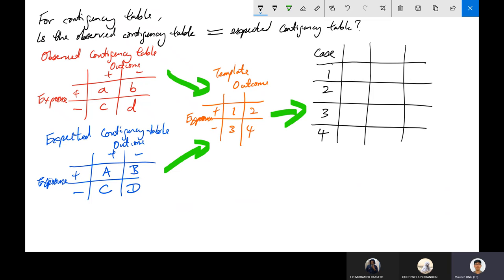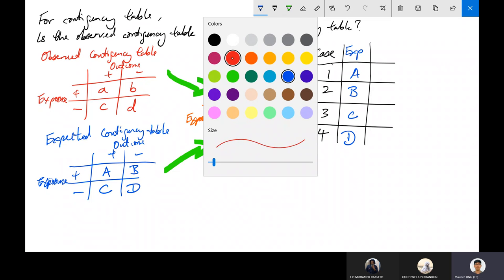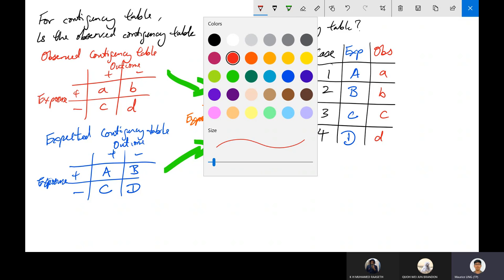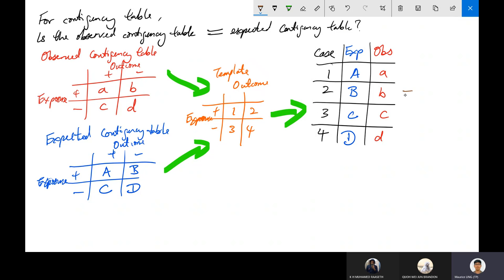Okay. Just erase this, don't need. Okay. Then here will be your expected. So expected, this is A, B, C, and D. Your observed, this is A, B, C, and D. Just map the numbers accordingly. And from there, you can calculate your chi square. So from here, you can calculate your chi-square statistic.